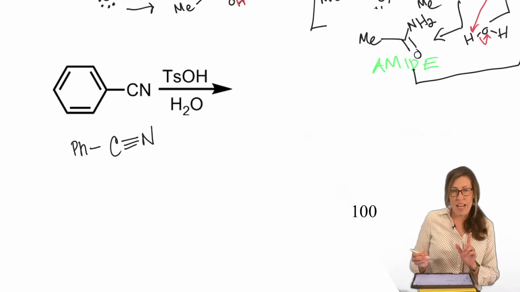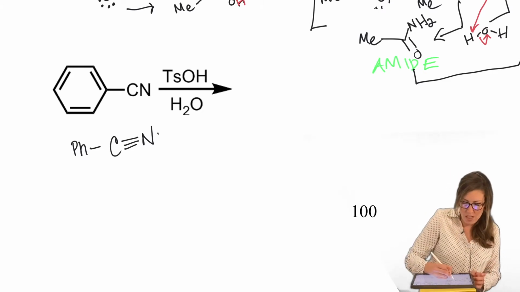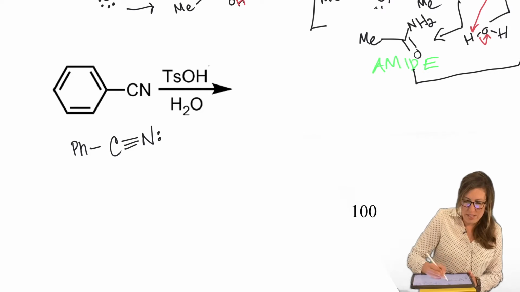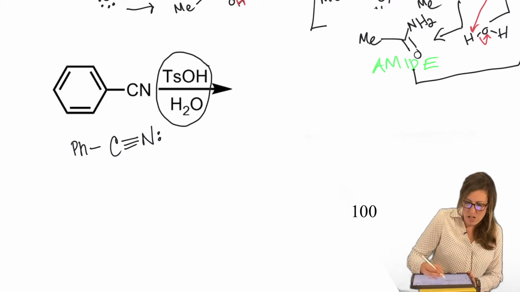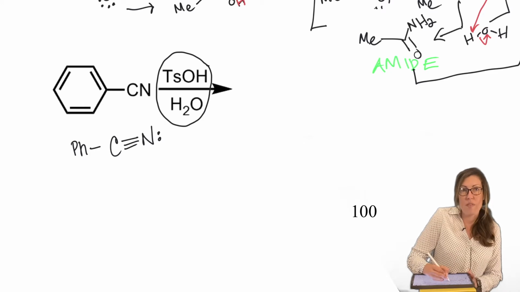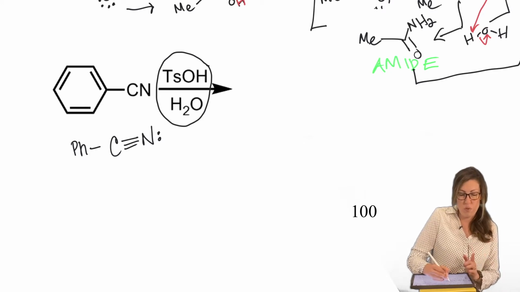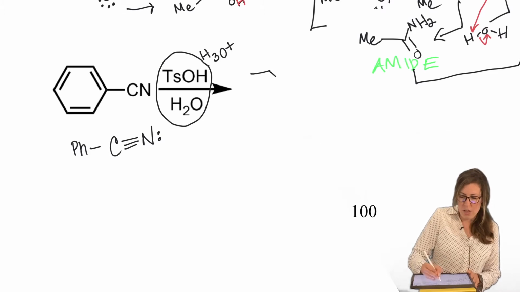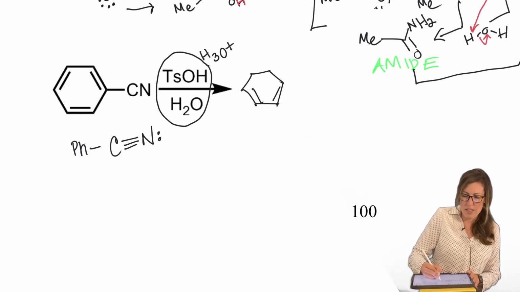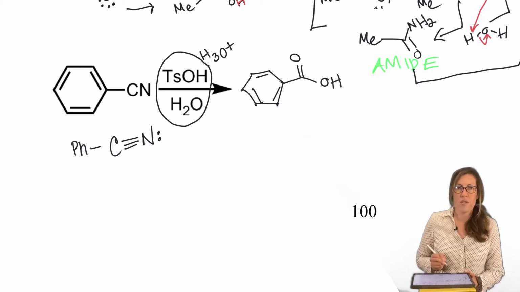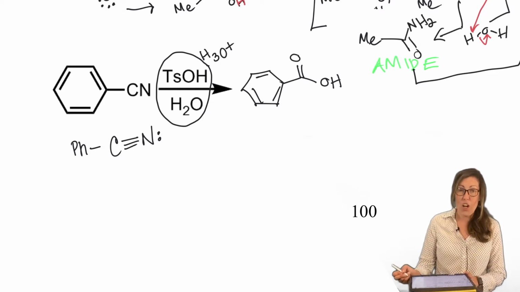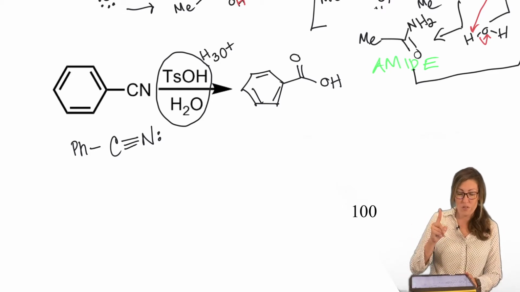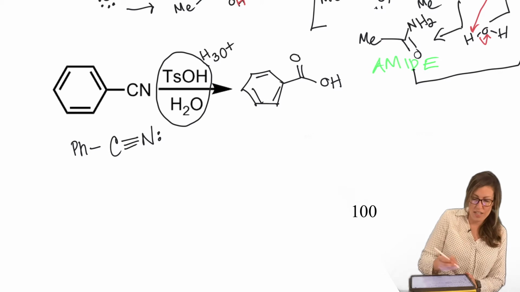Now, just like a carbonyl, in acidic conditions, it's going to be activated. And look over the arrow, I have tosic acid mixed with water. That means I basically have H3O+. Let's go ahead and draw our product. Hydrolysis means keep the carbon, lose the nitrogen, turn it into a carboxylic acid. So now we're not attacking it yet. We're going to bring the acid nearby and decide, what do we do with the acid?